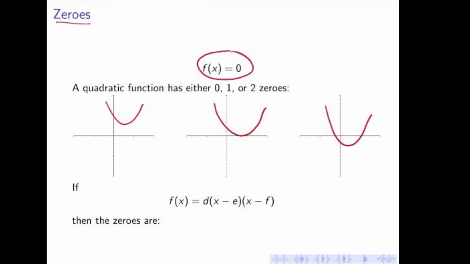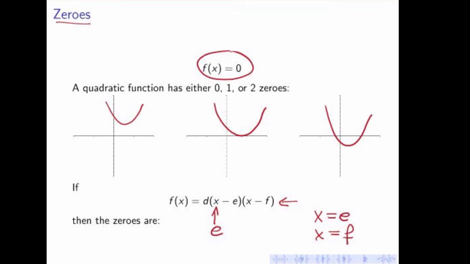Now in the special case where f has this specific form, d times x minus e times x minus f, we see immediately what the zeros are, because, for example here, if you sub in the value e at this location, then you get e minus e, which is 0. So one zero is already given by x is equal to e. And the other one is, of course, given by x is equal to f. So if a quadratic function has this form, then the zeros are given by e and f.